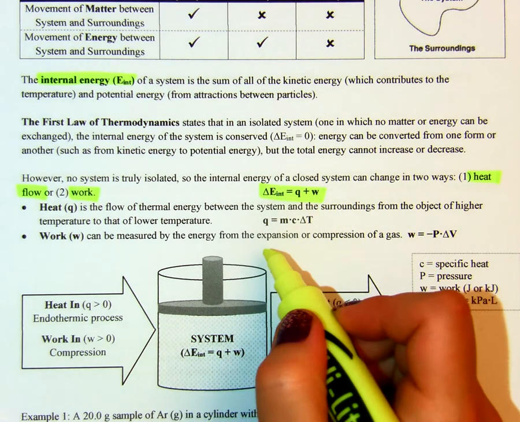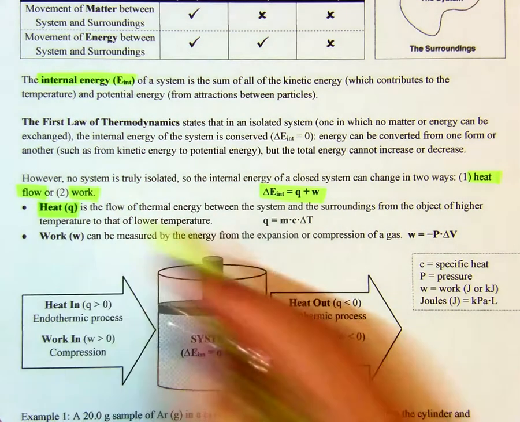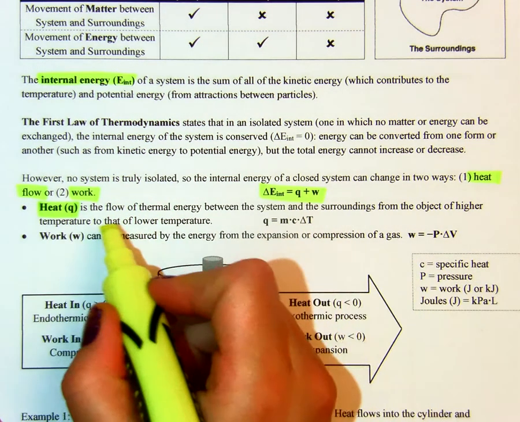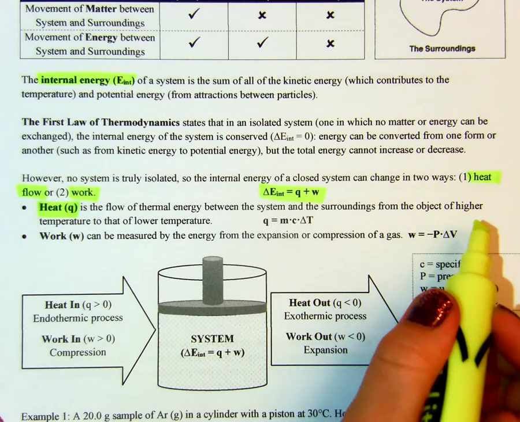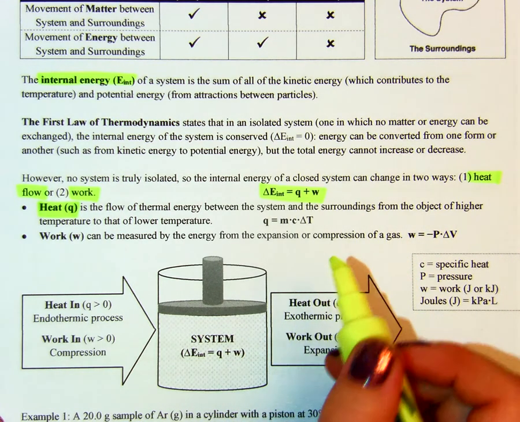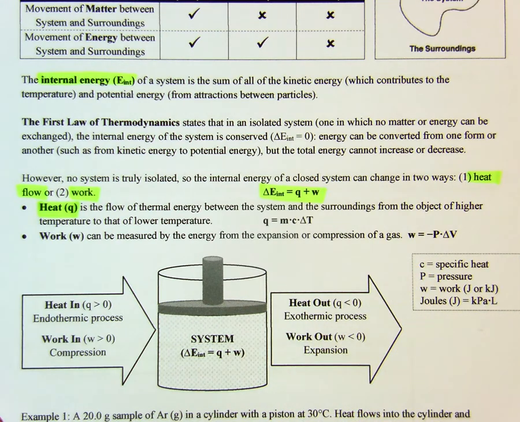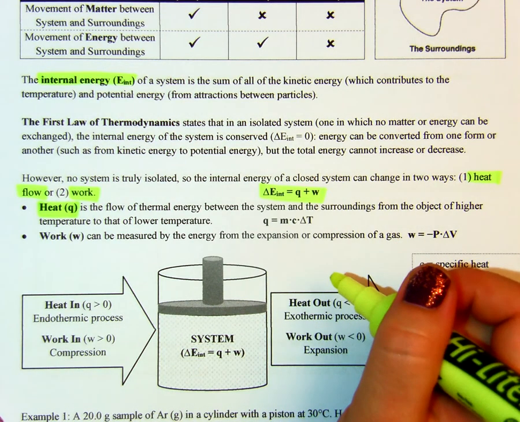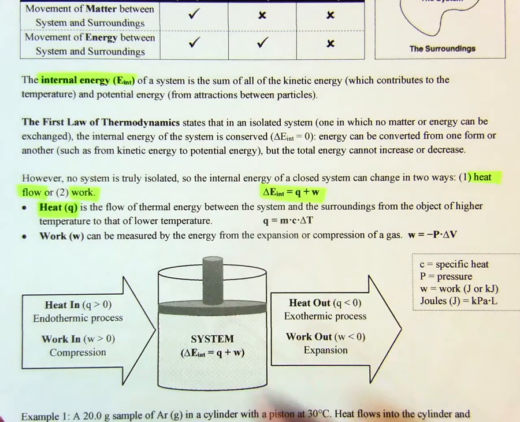So what are heat and work? Heat has the lowercase letter q, and that's the flow of thermal energy between the system and the surroundings, from the object of higher temperature to that of lower temperature. Heat never flows the other direction, right? The classic example is putting a cold spoon in a bowl of soup, that heat travels from the soup into the spoon. So you always go from high to low temperature.